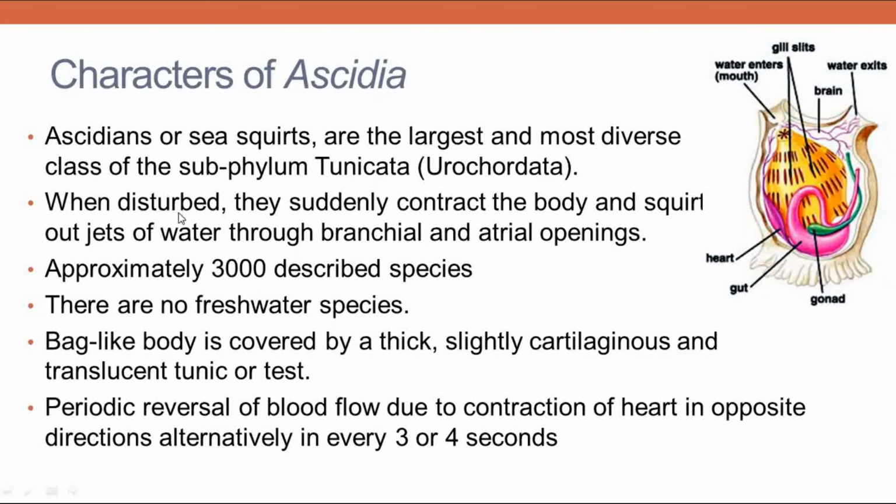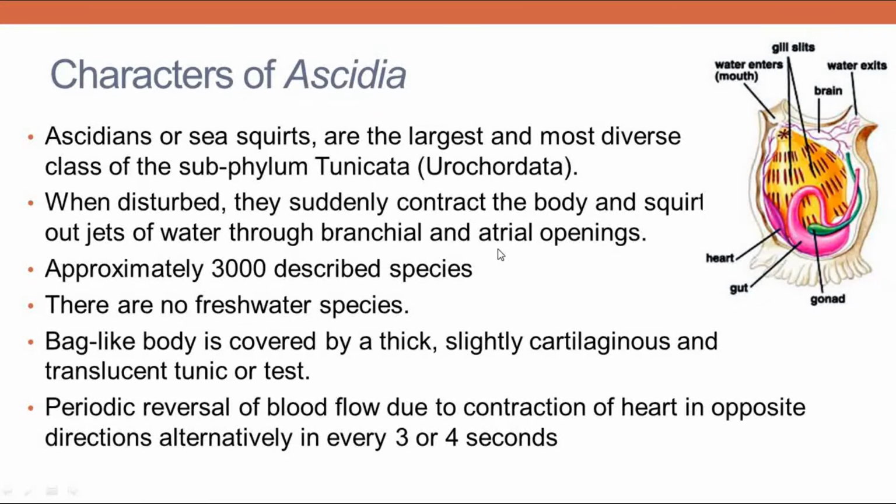When disturbed, these ascidians will contract the body and squirt out jets of water through the branchial and atrial openings. That's why they are called sea squirts. So there will be two jets of water coming out from both the branchial and atrial openings if they are disturbed.